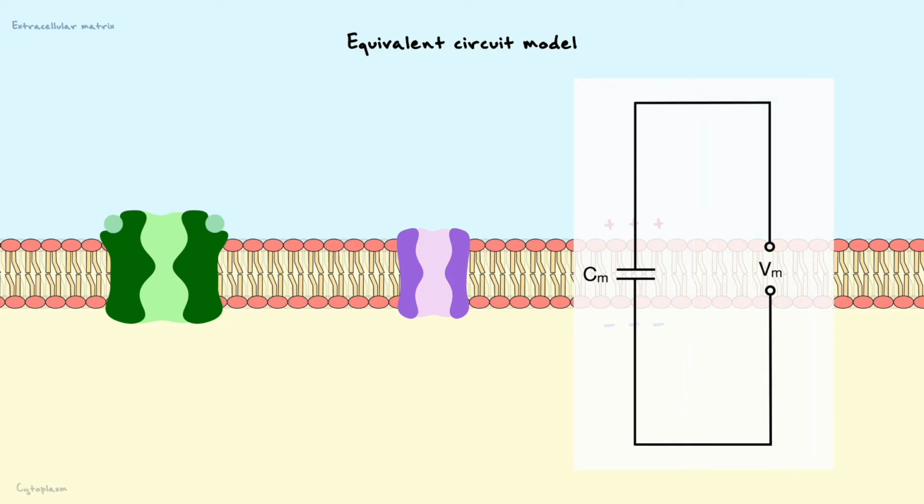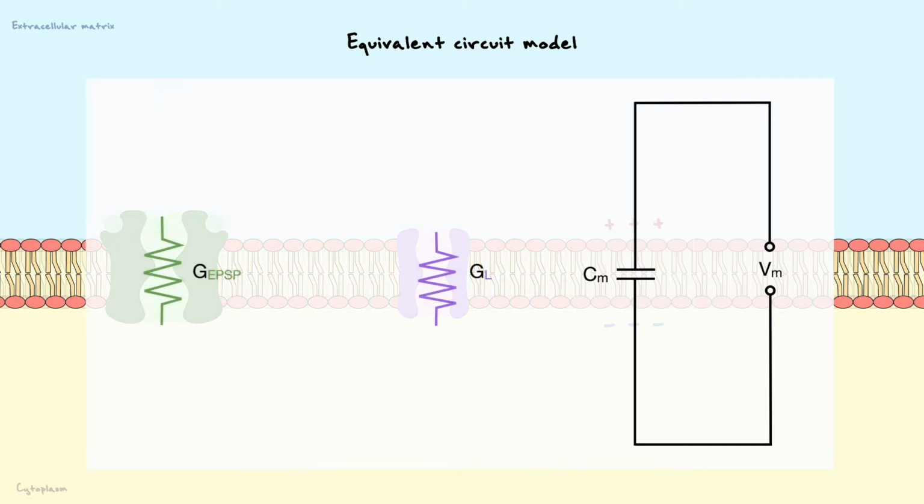From experimental recordings, the membrane potential of the muscle fiber is at around negative 90 millivolts. Due to the embedded channels, the membrane is a leaky capacitor because the channels allow charges to flow in and out of the cell. To represent the channels, we can use the resistor symbol, which has a corresponding value of conductance. For the acetylcholine receptor, I will use the subscript EPSP to make it more generalized.